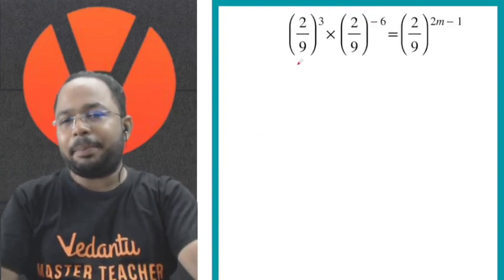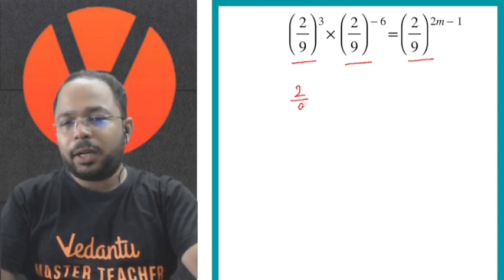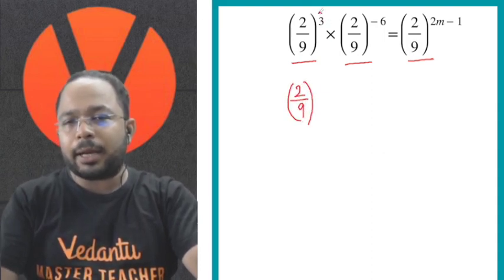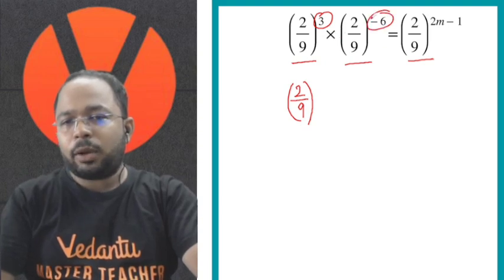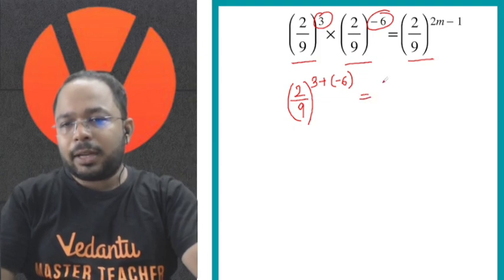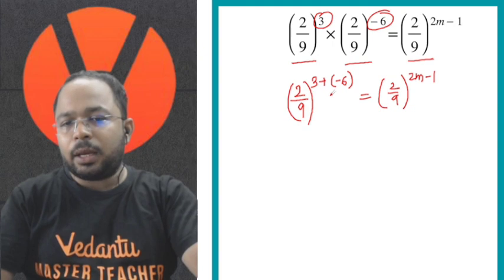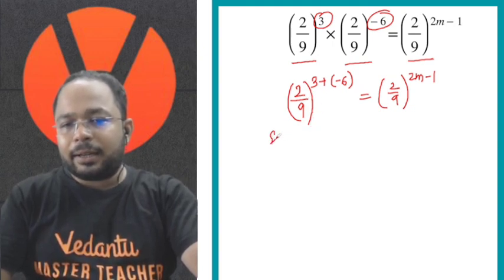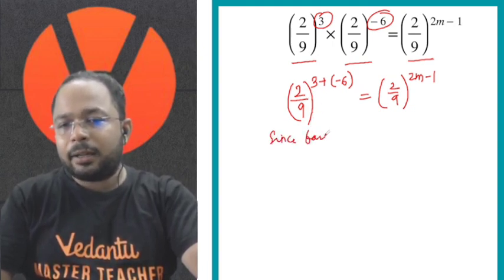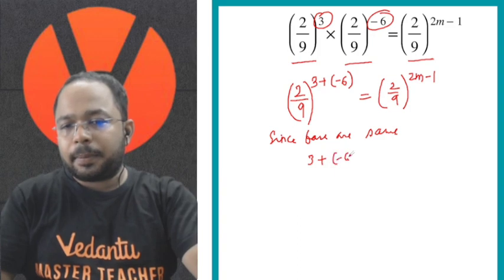So we have base 2 by 9 everywhere. Can we use the property: 2 by 9 to the power m times 2 by 9 to the power n, we can add up the powers. It's very simple. On the right side we have 2 by 9 to the power 2m minus 1. Now since the bases are the same, we can equate the powers. 2m minus 1.